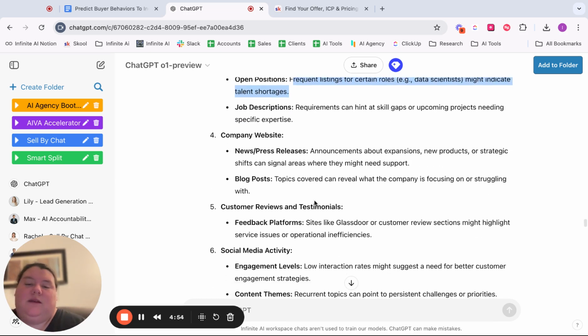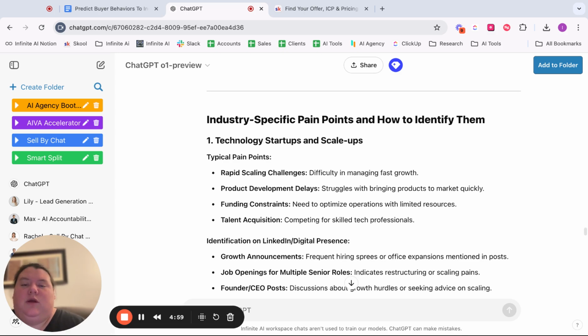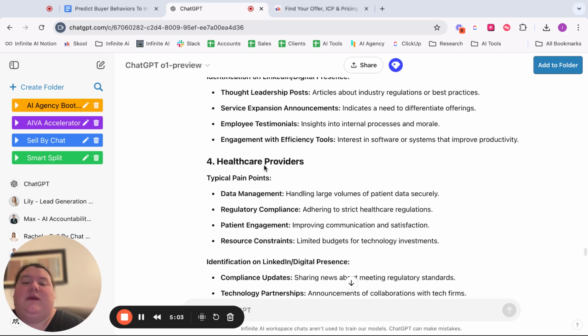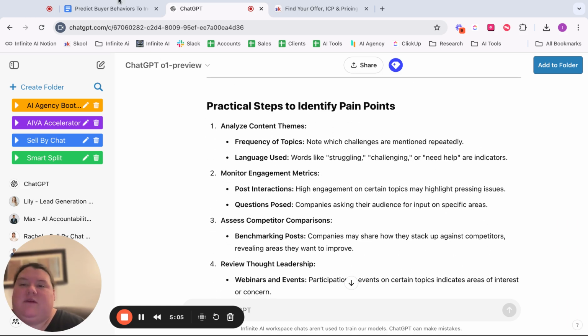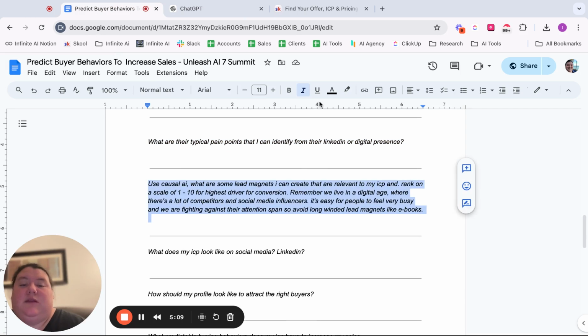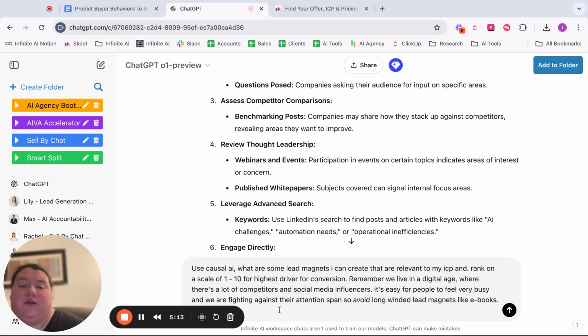So it's helping you analyze what kind of behavioral patterns or clues they're giving you on their social profiles to see if there is an opening or a gap, and maybe they've never even thought about your solution. Now, the next one is all about creating some sort of lead magnet that they're going to find value in.